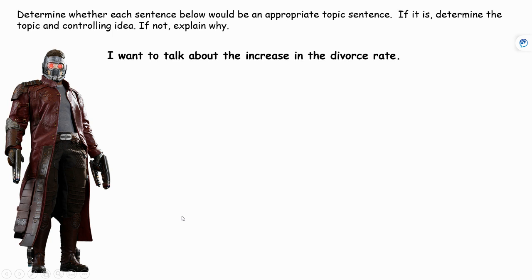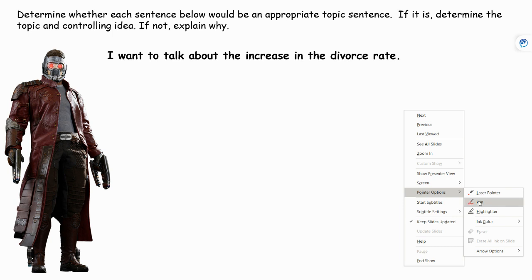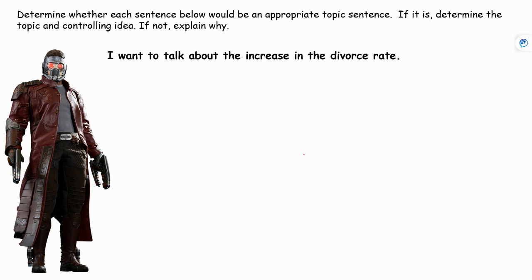Okay, so what if we want to talk about the increase in the divorce rate? And I'm going to pull out my pen here. So I want to talk about the increase in the divorce rate. This is not a good topic sentence because it's an announcement. It's announcing your topic. The topic is the increase in the divorce rate. So this would not be a good topic sentence because you don't need I want to talk about. You just need to say, the divorce rate is increasing. Well, that might be a good topic sentence, but as it stands now, it is not.